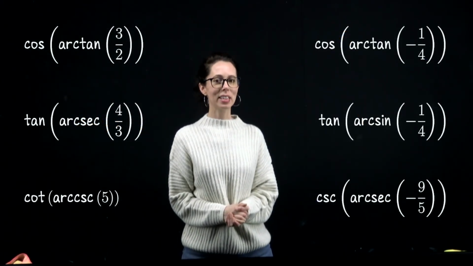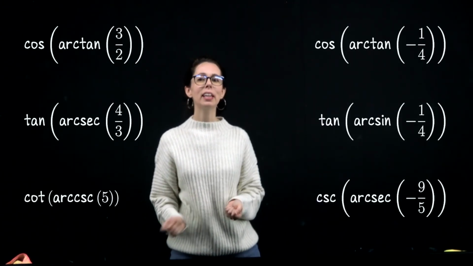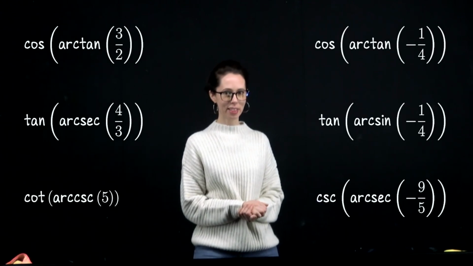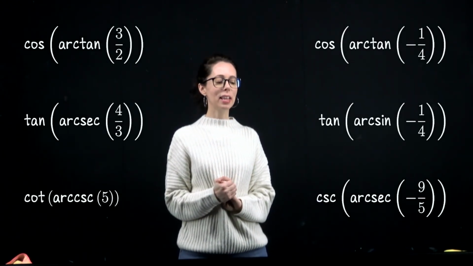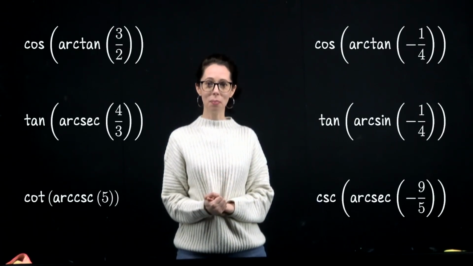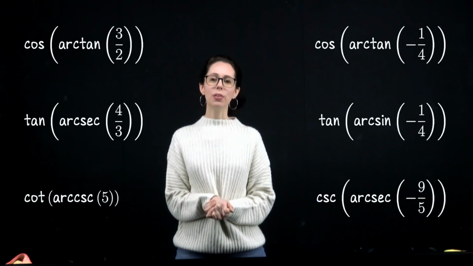I realized I wanted to give you the first step. So this is our last example. It's cosecant of arcsecant of -9/5. So actually, before I put up my triangle, go ahead and pause and sketch the right triangle. Do that right triangle diagram and then see if you can label the sides.